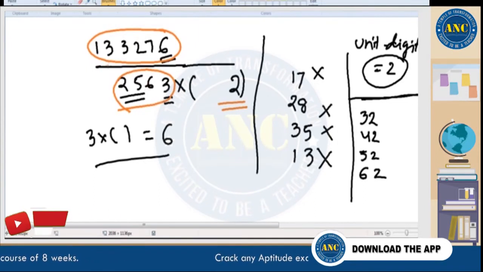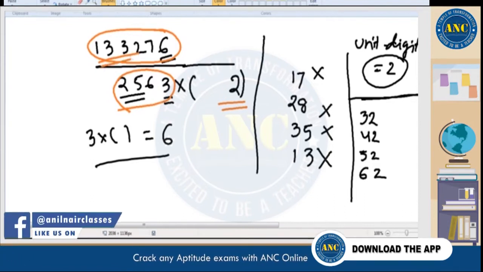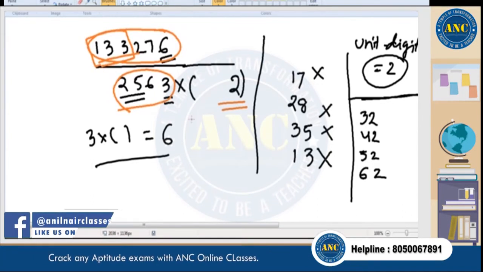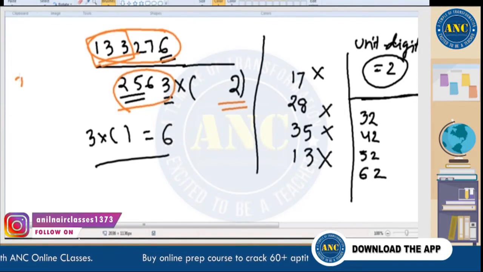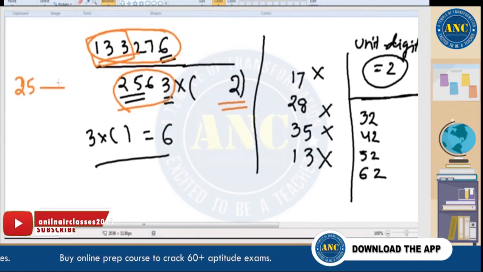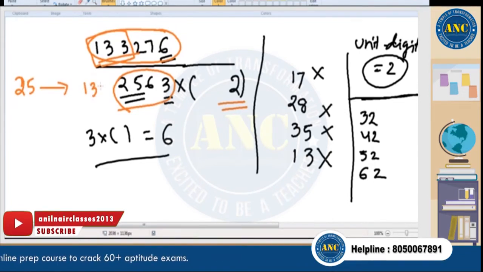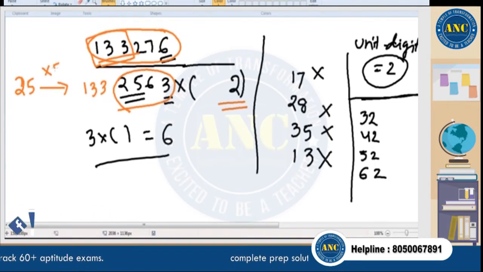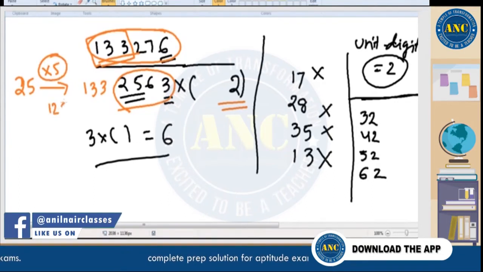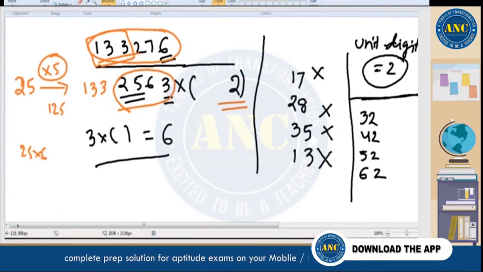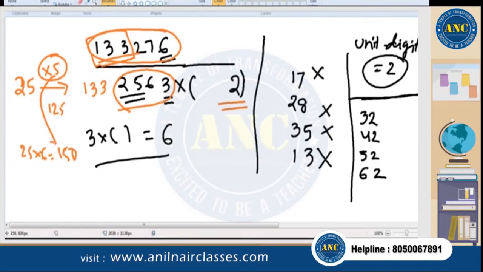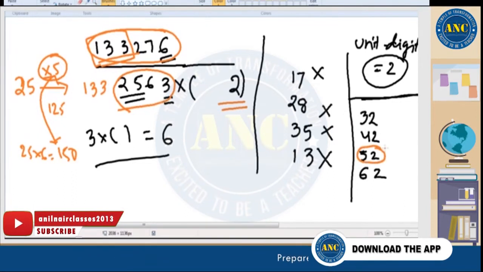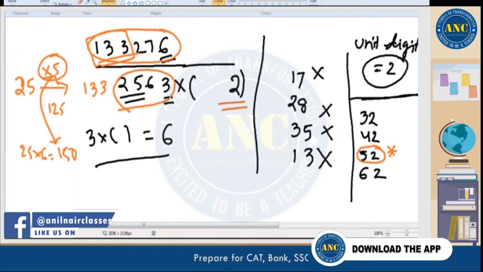So just consider 25 and check out for this 3-digit number, 133. Almost how many times? I'm just approximating, sir. Most of the DI questions can be solved just by approximations. 25 to 133. Actually, 25 5s is 125, 25 6s is 150. So the answer should be in between 50 and 60. In between 50 and 60, there is only one option, that is 52. I hope it is clear to everyone.